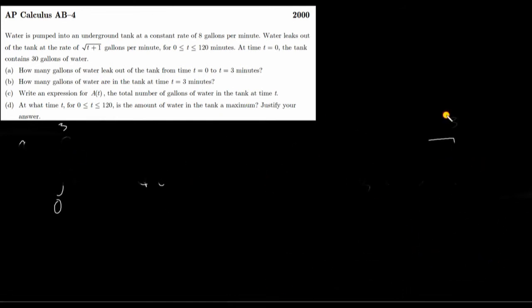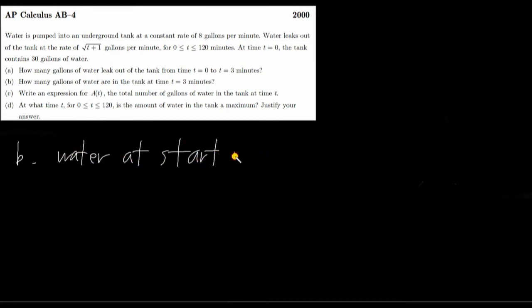Okay, part B, how many gallons of water are in the tank at time t equals 3 minutes? Well, if we're just thinking logically about this and ignoring all the math, the total amount of water in a tank at any given time is going to be the water at the start, plus the water coming in, minus the water going out. And what's nice is we have values for all 3 of these things. So we just have to plug in the values and plug in time t equals 3 and see what happens.